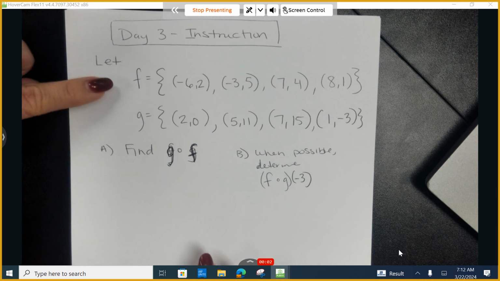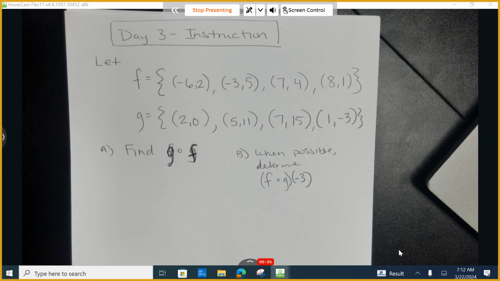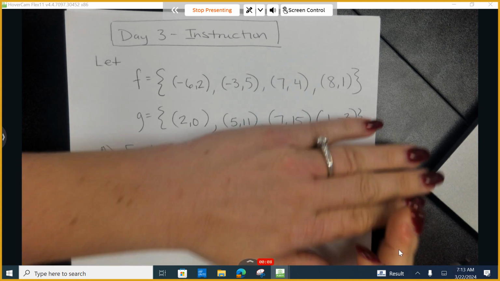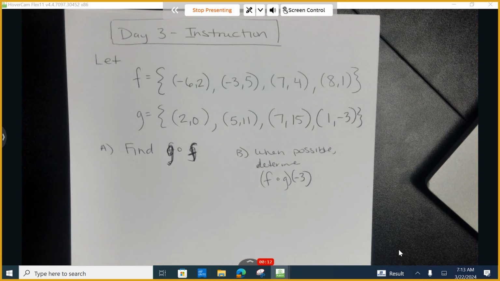Day 3 instruction, they're going to provide us two different sets here. By the way, I want to introduce the term one-to-one. If I told you that this is function f and this is function g, just a side note, we could test to see if something is one-to-one.